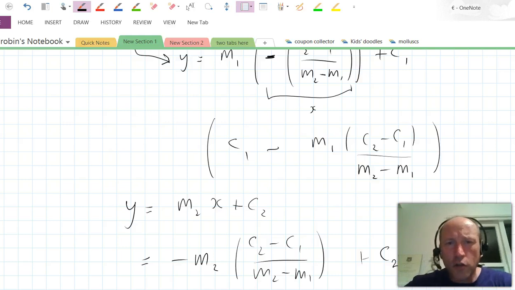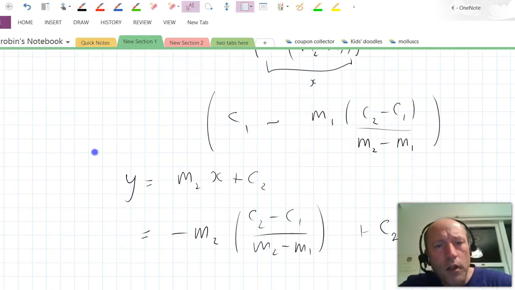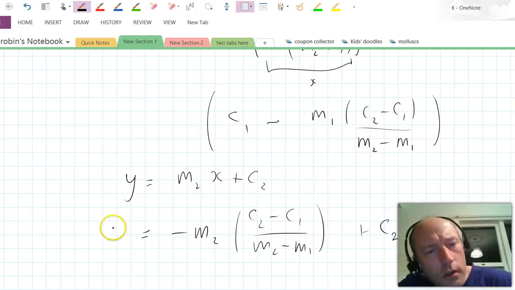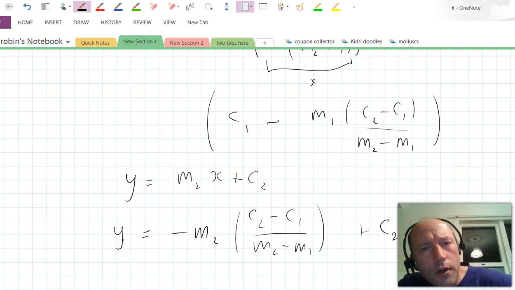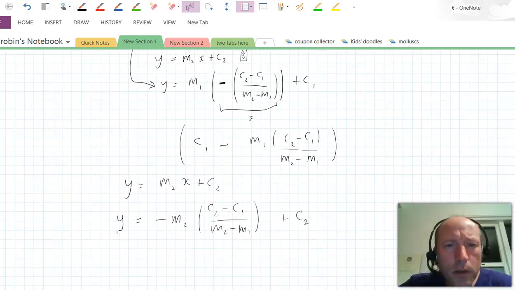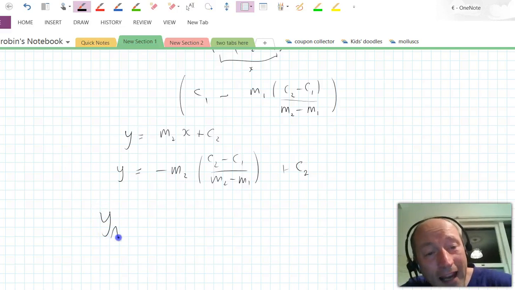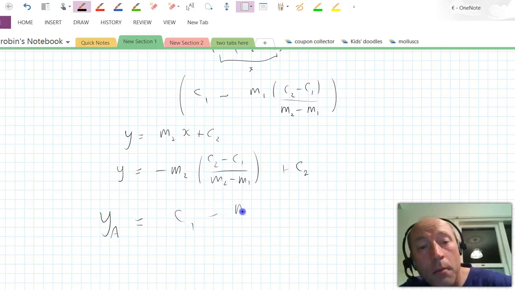It doesn't look to be the same, does it? So I've got two different values for y and they don't look to be the same. So let's just, I'm going to call it ya, equals the one that we got first, c1 minus m1.